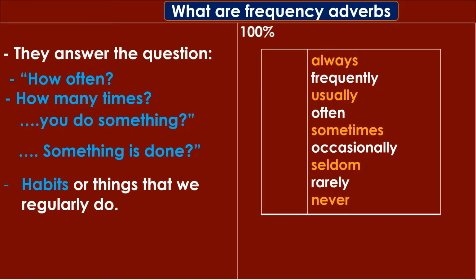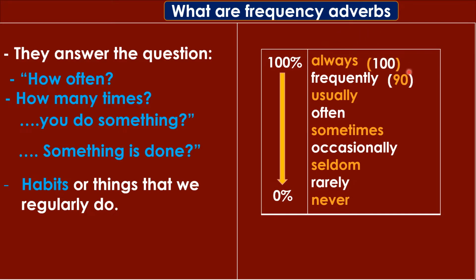And we mentioned this list of frequency adverbs. Okay, and we even said that it ranges from 100% to 0%. So we have always as 100%, and then we go down until we reach never, which is a 0%. Okay, we introduced all this in video number 1 when we were talking about frequency adverbs.